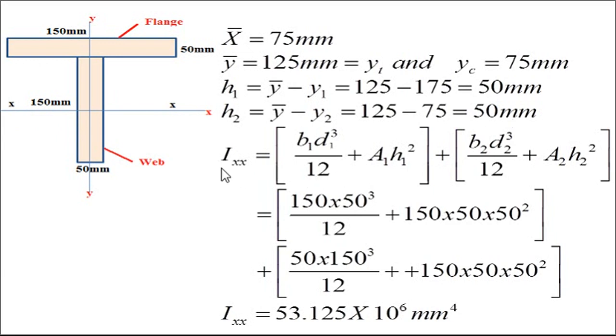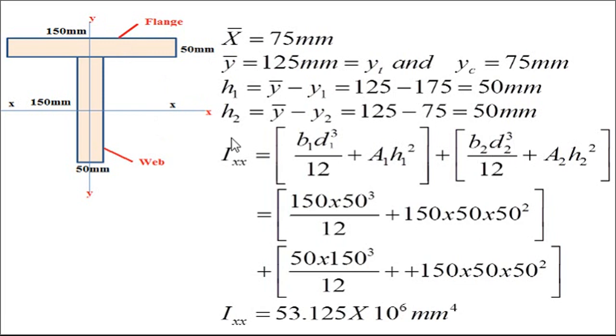Okay, and then use the formula Ixx is equal to b1 d1 cube by 12 plus a1 h1 square. So b1 means what? Figure number 1 is this one, the top figure. B1 means width 150. D1 means this 50, by 12, plus A1, the area of the first figure, 150 into 50, into h1. H1 means the distance between these two axes, and that is 50 mm. So I have written 50.